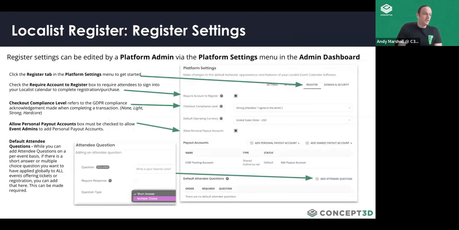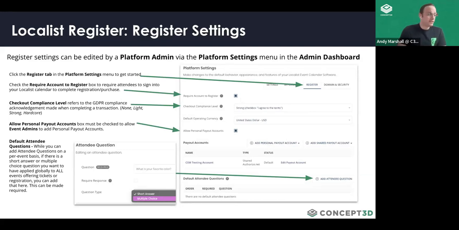All right, so we're going to move into the admin dashboard with this screenshot here and talk about those global settings that need to be adjusted by a platform admin via the platform settings menu. You'll enter the platform settings menu and click this register tab to reach this menu here. First, if you want to require your registrants and ticket buyers to be signed into your Localist calendar in order to proceed with their order, you can make that required by making sure this checkbox is clicked right here. If this is unchecked, they'll be allowed to proceed without signing into your calendar.